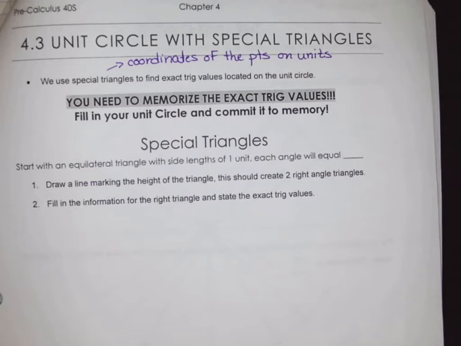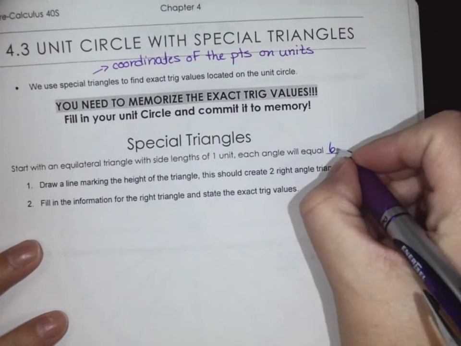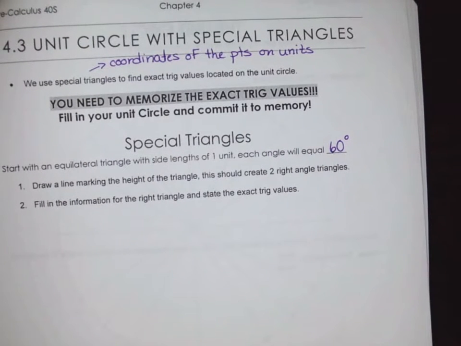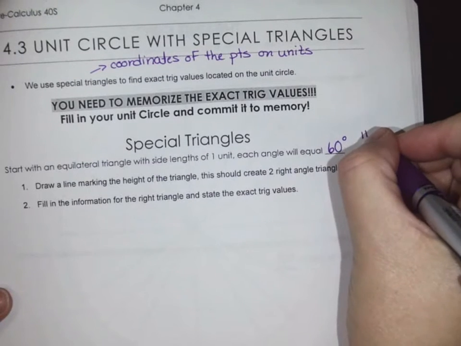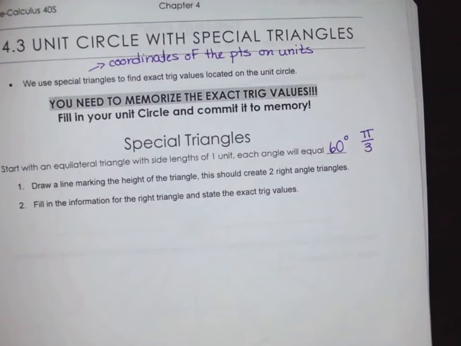Okay, let's back the bus up a little bit. What do interior angles of a triangle add up to? 180. And how many angles are inside a triangle? 3. Okay. So each angle is going to equal 60. What's that as a radian? Pi over 3. Pi over 3? Yeah.